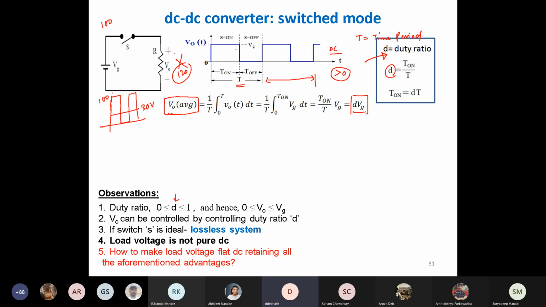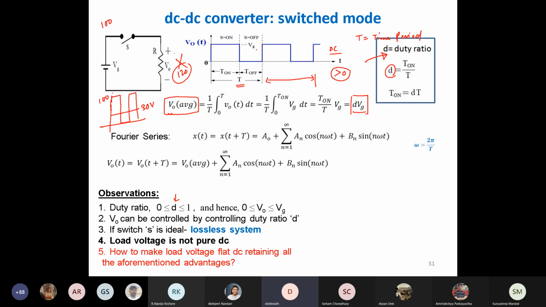Okay, but the problem is output voltage is not flat DC. It is having pulses. Okay, so how do I solve it? So we'll apply Fourier series simply, to understand what are the components of that output voltage. You have already gone through Fourier series, so I'm not going to discuss that much. Just solve this circuit waveform. What you'll see, there is an average value which we want, right? That 30 volt. And there is some AC component, as some of you already suggested. These are the AC component, which we don't want.